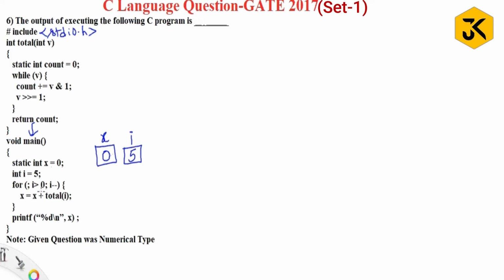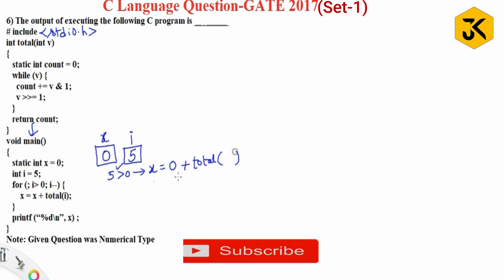They have taken one for loop, and based upon this for loop, this block is going to execute. They have initialized i as 5. Is 5 greater than 0? Condition 5 greater than 0, yes, the condition is true. When the condition is true, it is going to execute x equal to x plus total of i. x value is 0, plus total of i, which means total of 5.